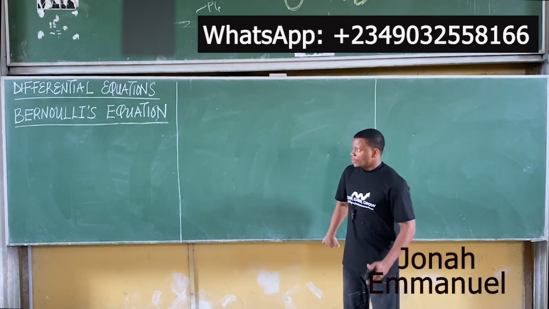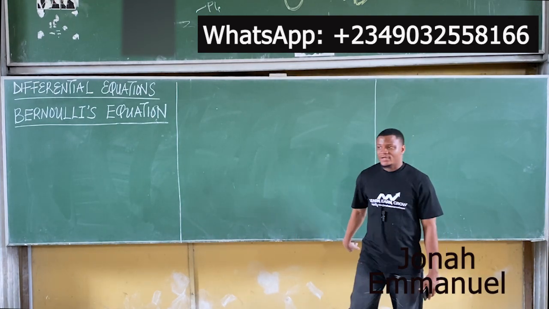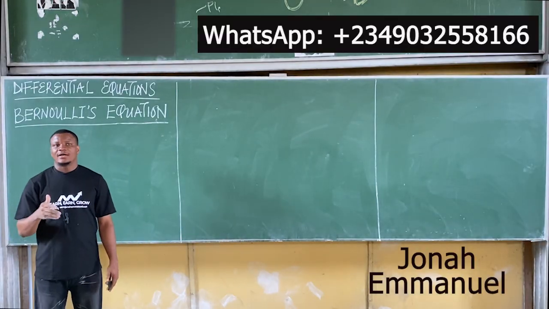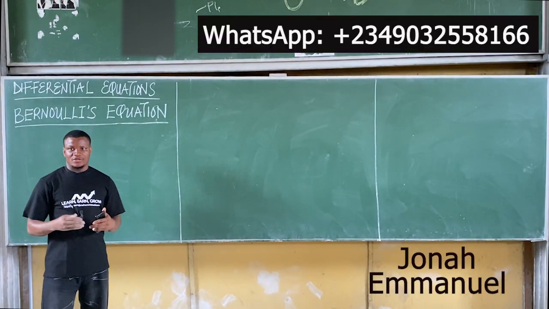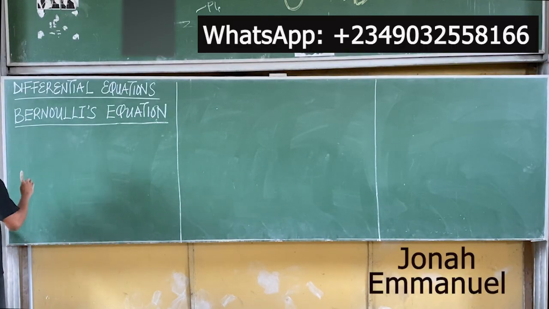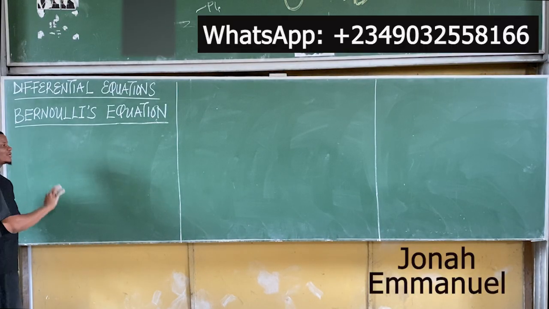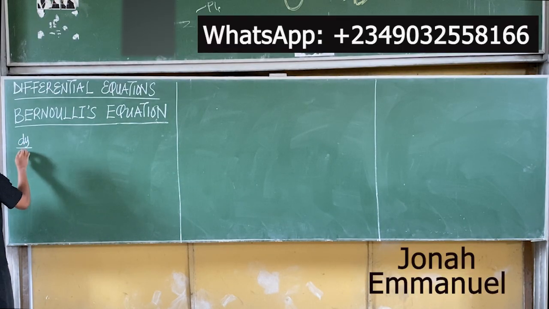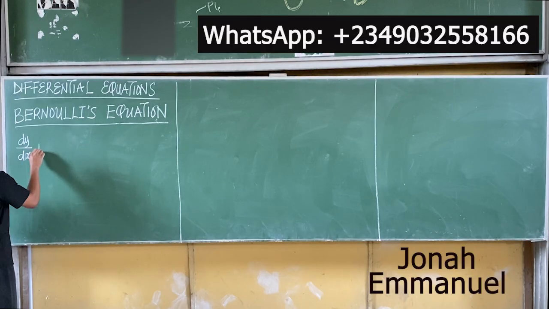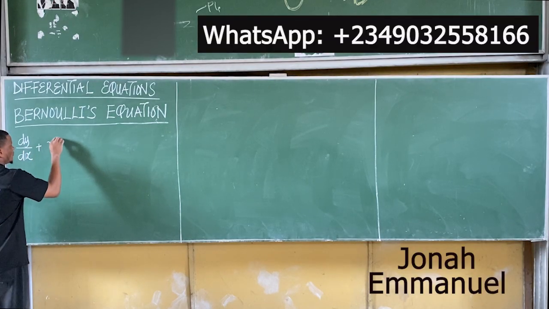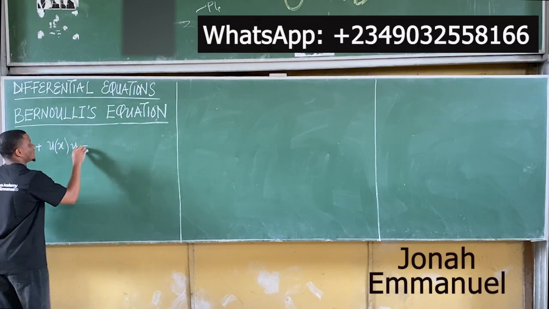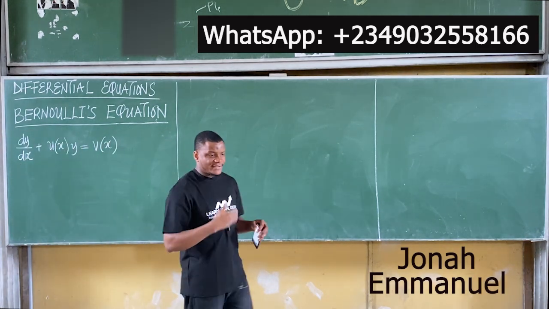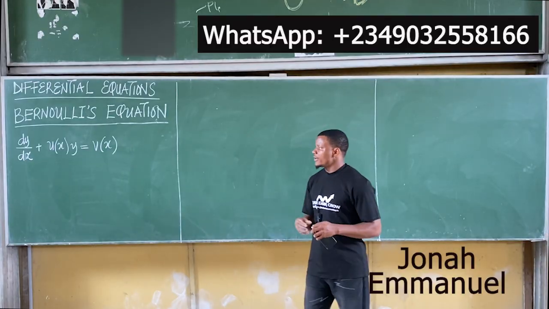All right, so let's look at something called Bernoulli's equation. Now, in our previous class, when we talked about the first order non-homogeneous differential equation, we said the form of a first order non-homogeneous ordinary differential equation is given by dy/dx plus u of x times y is equal to v of x. So we said this was a form of a first order non-homogeneous ordinary differential equation.